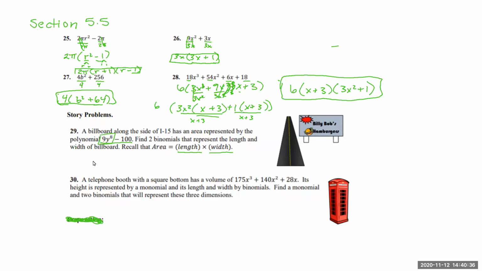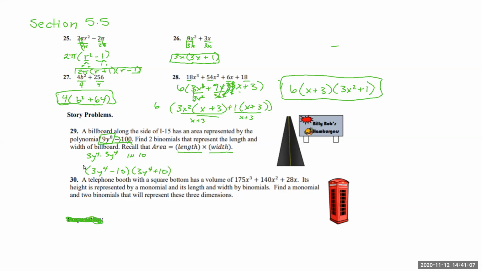y to the 8th can be multiplied 3y to the 4th, 3y to the 4th. You multiply those together, it'll be 9y to the 8th. So it's a perfect square. And this last one is also a perfect square because we have 10 and 10. And since it's a minus sign in the middle, we can go with perfect square binomials. So our final answer here would be 3y to the 4th minus 10 and 3y to the 4th plus 10.